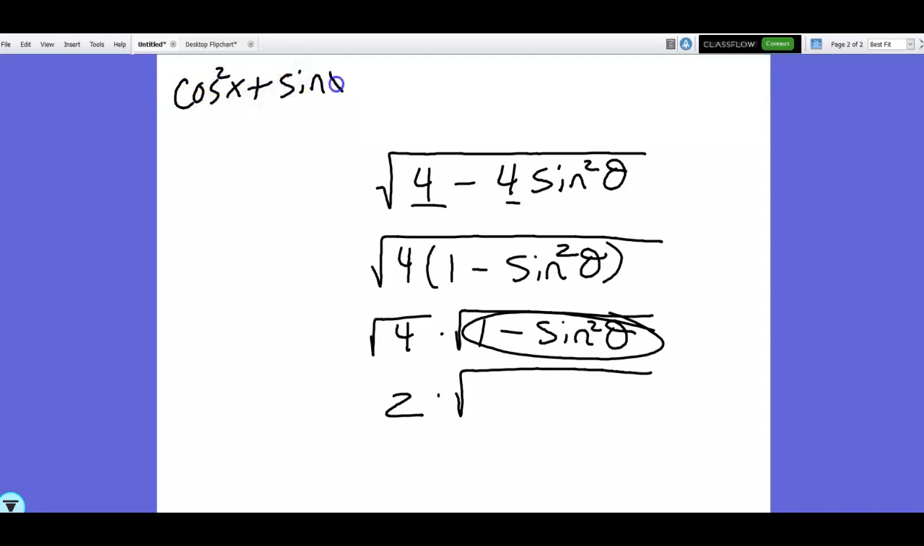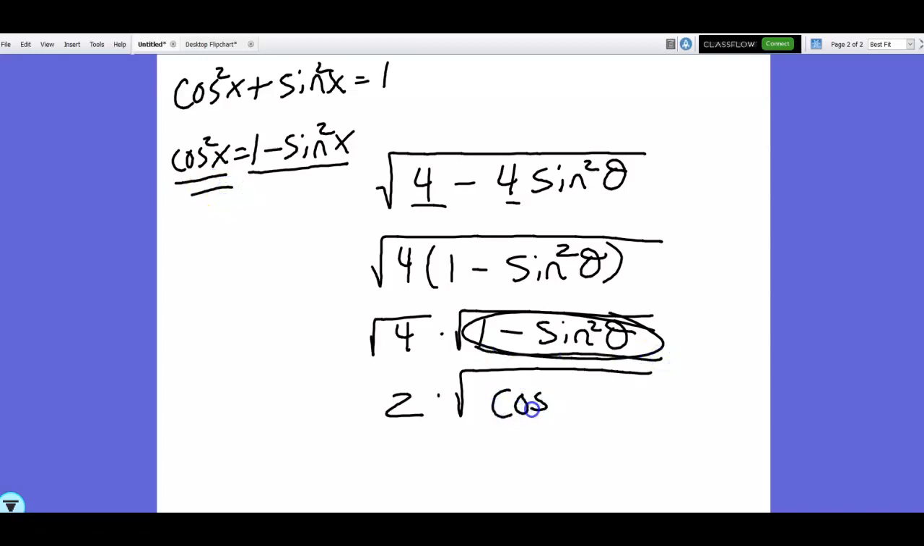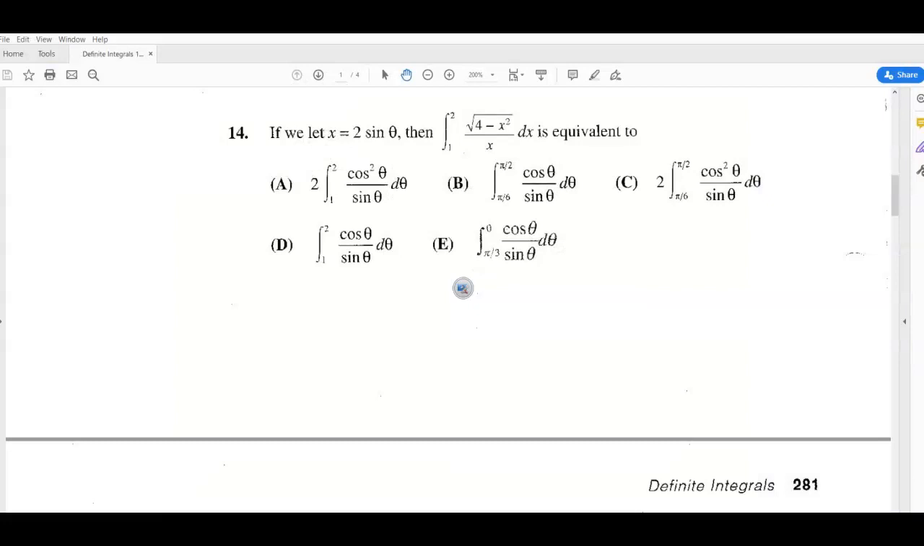You guys remember that this is equal to 1? And if you were to subtract sine squared on both sides, you would get this. All right? So that means that 1 minus sine squared x is equal to cosine squared x. So I can replace that with cosine squared x. And the square root of a square cancels out the square, and this is what I'm left with. So all that fun math there can be condensed into the following expression.